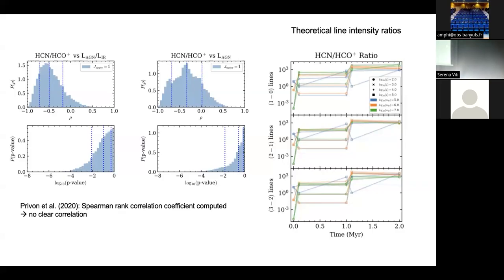And this is corroborated by a theoretical study that was done as part of this, which again uses a radiative transfer model coupled with a chemical model. And to give you, and this is a lot of lines, let me just briefly explain it to you. So this is the ratio of HCN over HCO+ for different transitions as a function of time for different type of models where the cosmic ray flux varies, okay?